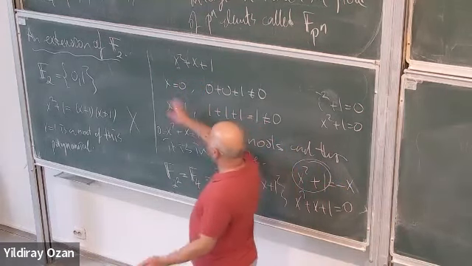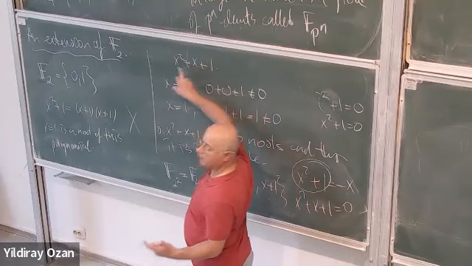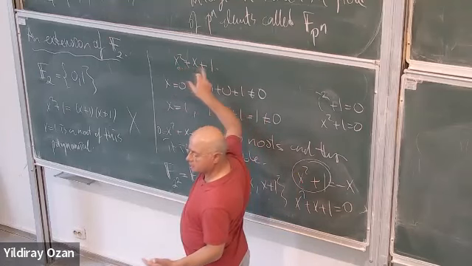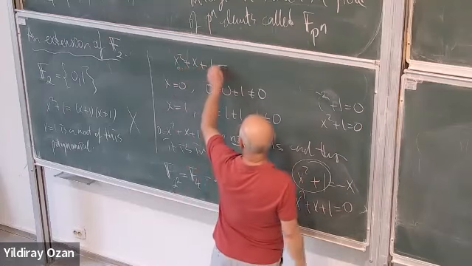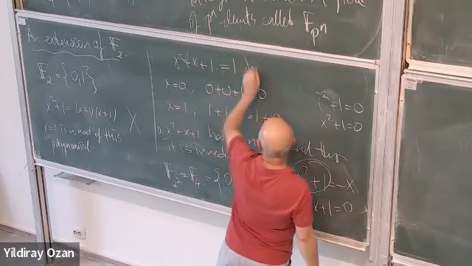X squared plus X plus one is always equal to one in this field, right? Because whatever you put there, it will be one. If you put whatever you put next, it will be one. So you say when I plug in zero here, I get one. Yes. When I plug in one, it is one. So you are right. This is equal to one in F2.